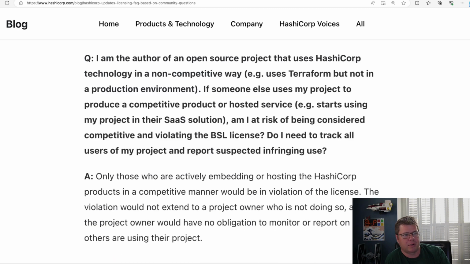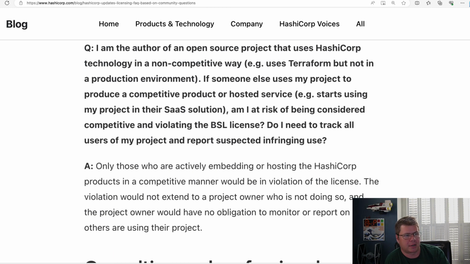I am the author of an open source project that uses HashiCorp technology in a non-competitive way and uses Terraform, but not in a production environment. If someone else uses my project to produce a competitive product or hosted service, i.e. starts selling my project as a SaaS solution, am I at risk of being considered competitive or violating the BSL? Do I need to track all the users of my project and report suspected infringing use?